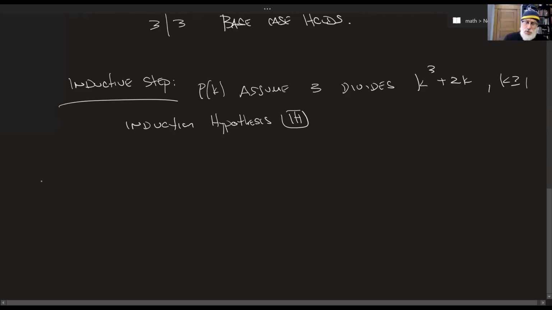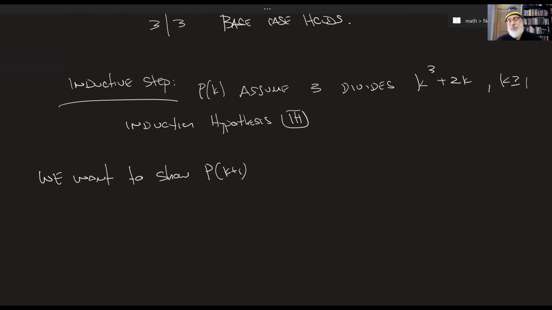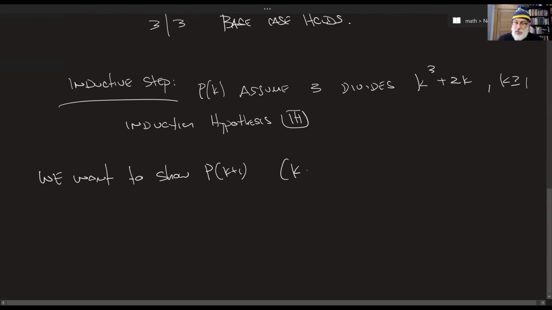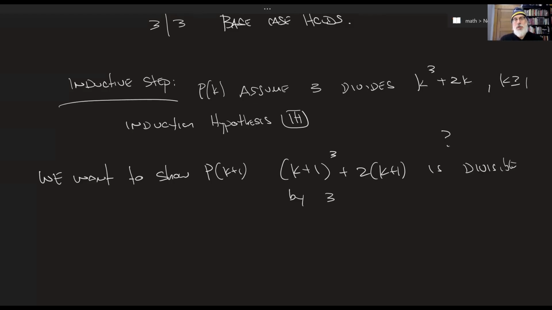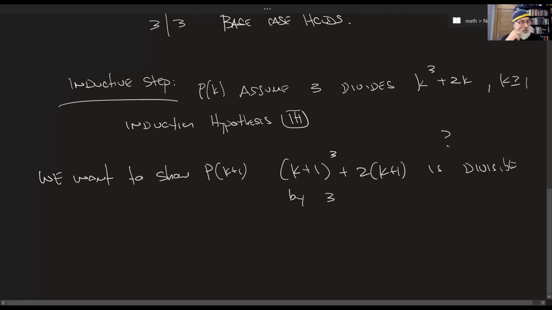Now, I like to write down what we want to show. And I'm going to do that literally by writing "we want to show." And we're showing the P(k+1) case, the next integer after k. I like to write this literally. You don't have to do these steps necessarily. I find that when you're starting, these are helpful because induction proofs become somewhat algorithmic in this way. So this is what we want to show. We're not assuming this is true. We're trying to show this, so I put the question mark there, that (k+1) cubed plus 2 times (k+1) is divisible by 3. This is what we're trying to accomplish.